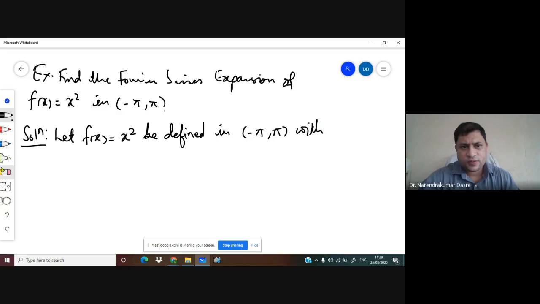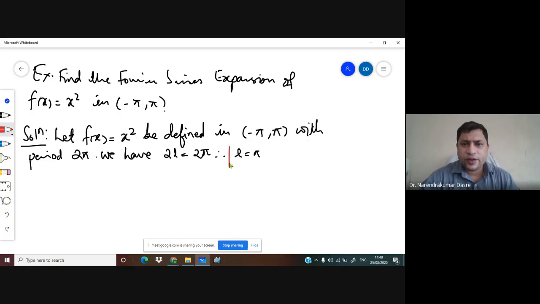with period 2 pi. So we have 2L is equal to 2 pi and hence L is equal to pi. Okay. Now, as the interval is minus pi to pi, we need to check whether this is an even function or odd function. So, you are supposed to identify this function directly. Okay, but for understanding, we'll check here.